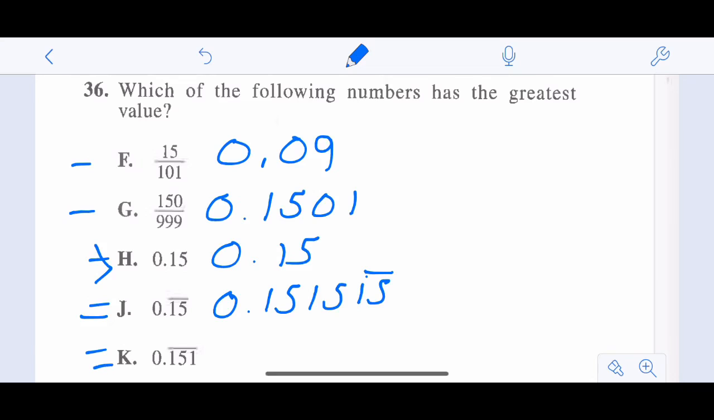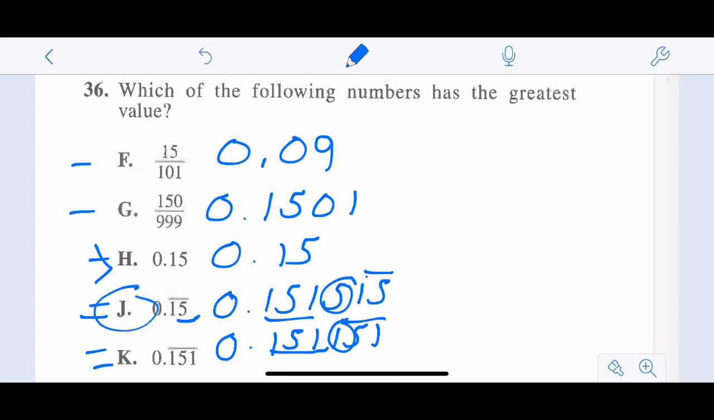And choice K looks similar. Oh, this one's tricky. 0.151151, repeating. If you're not paying attention, you might choose choice K over choice J, especially if you don't write them out, because you'll see there's the same up to here, up to here, and then this 5 and this 1 makes choice J bigger, because 5 is greater than 1. So J is your answer.